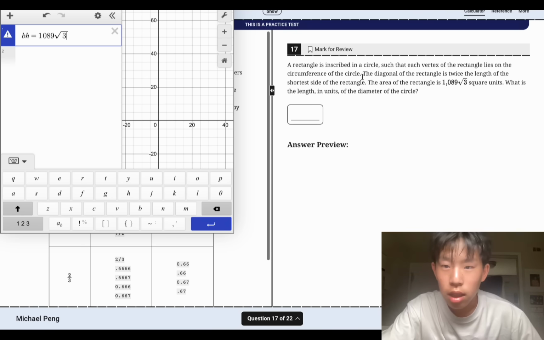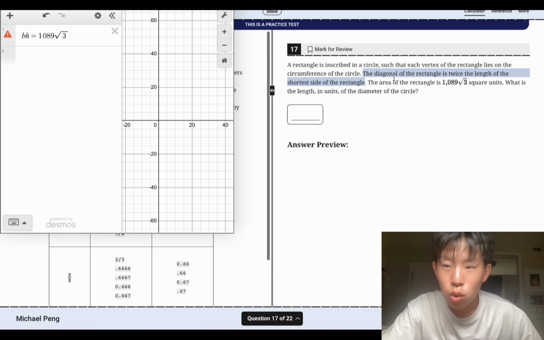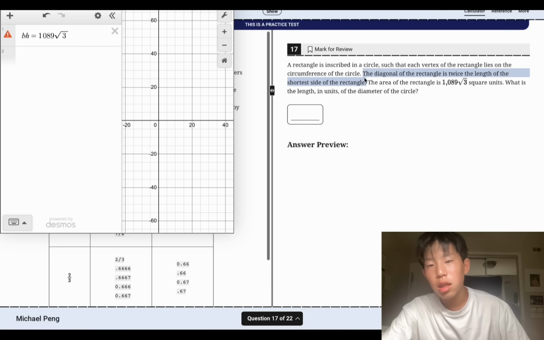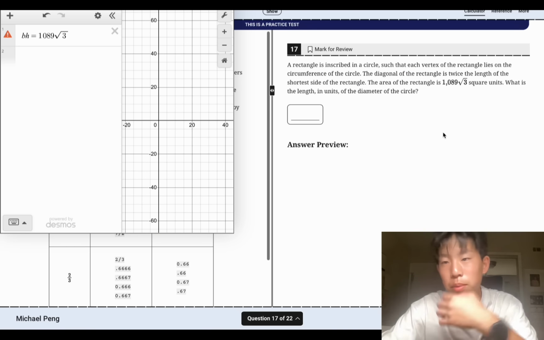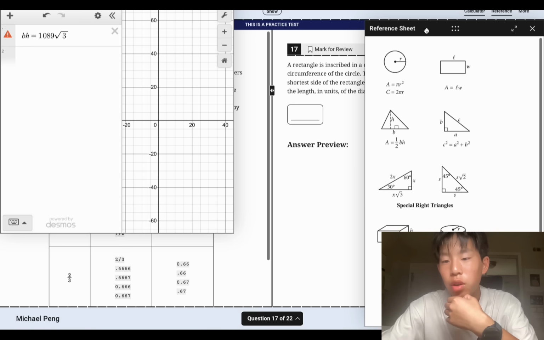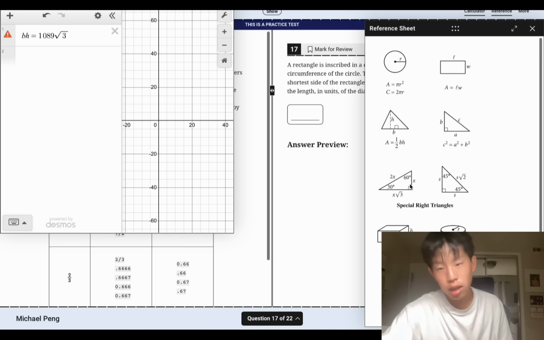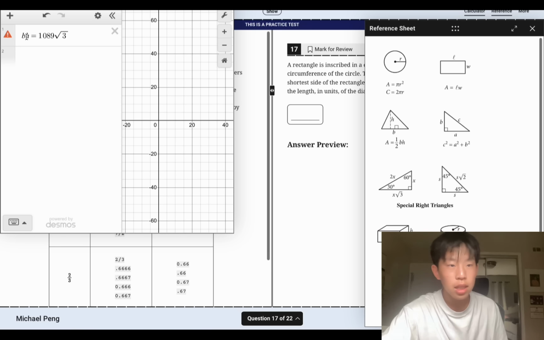Okay? Next, what's some more information it tells you? It says that the diagonal of the rectangle is twice the length of the shortest side of the rectangle. Now, if this doesn't ring any bells, that's okay, but now you know. If you go to the reference sheet, this reminds me of a special right triangle. As you can see, the diagonal is 2, and then the shortest side is x, or is 1, which means the diagonal is twice the size of the shortest side. So now I know it's a 30, 60, 90 right triangle. So now, instead of writing base times height, I can write x times root 3.